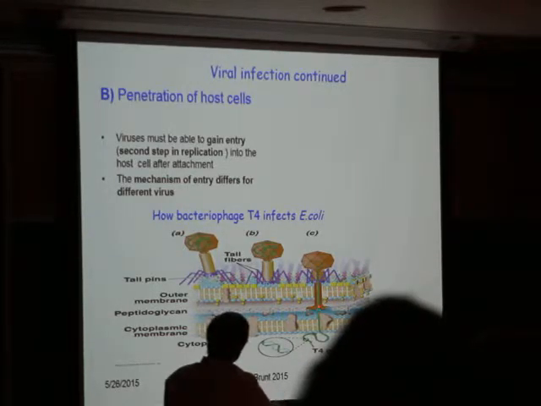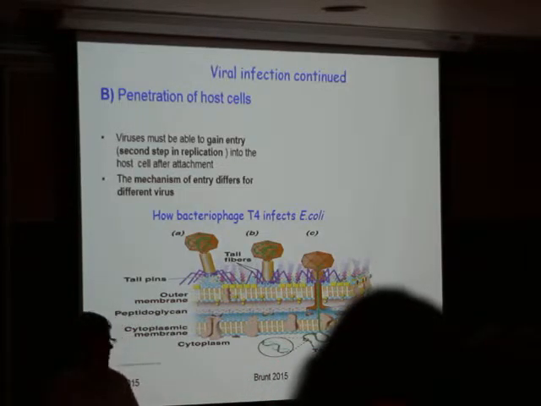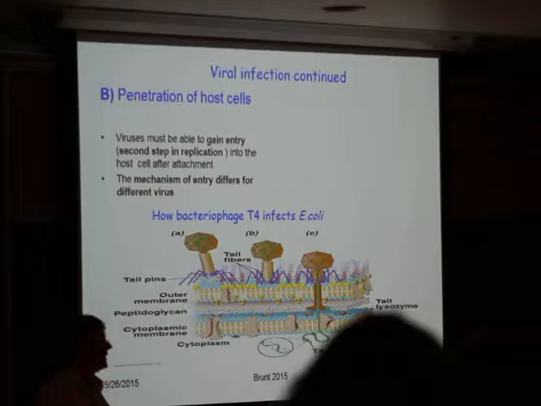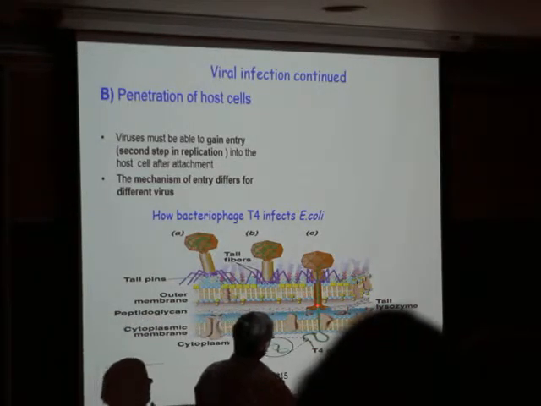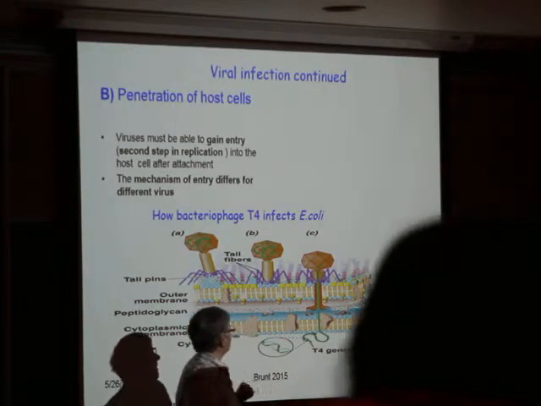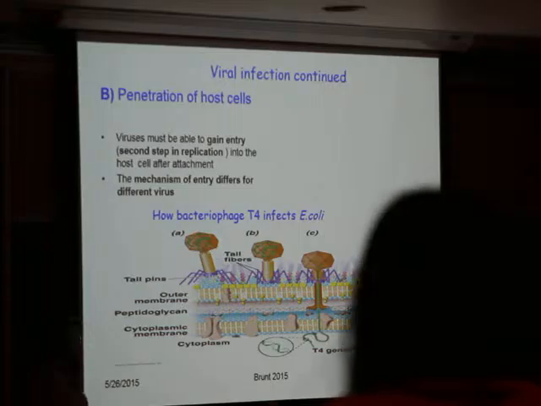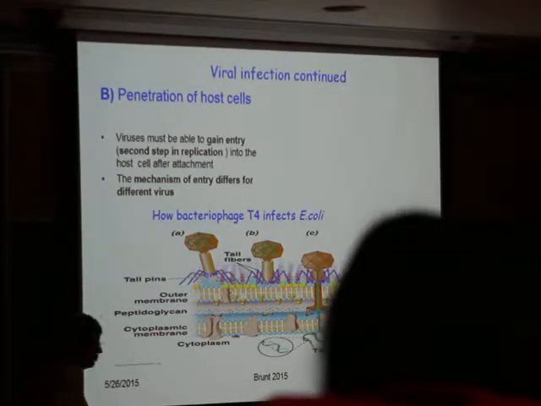And then the DNA is actually injected into the E. coli. So that's the classic way a bacteriophage gains entry, through this ability to inject the DNA through this pore-like structure that forms as a result of a shrinking of the tail and the tail fibers here engaging in forming a pore.